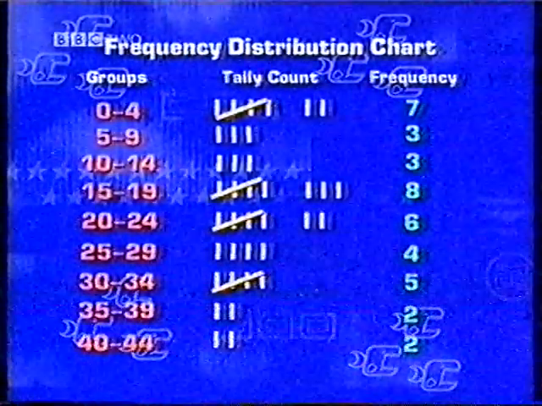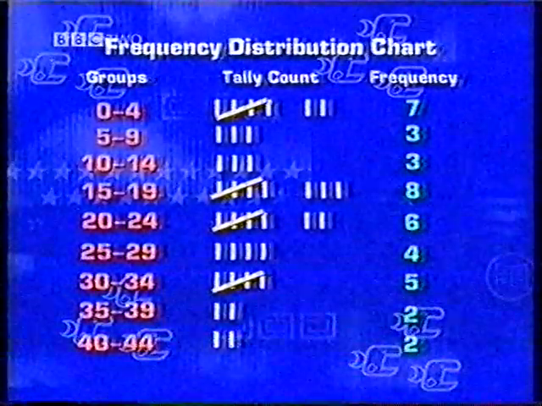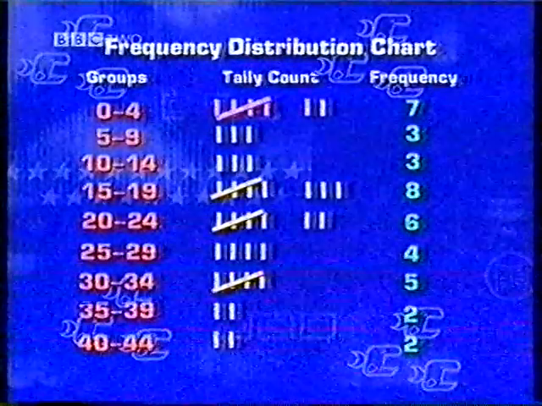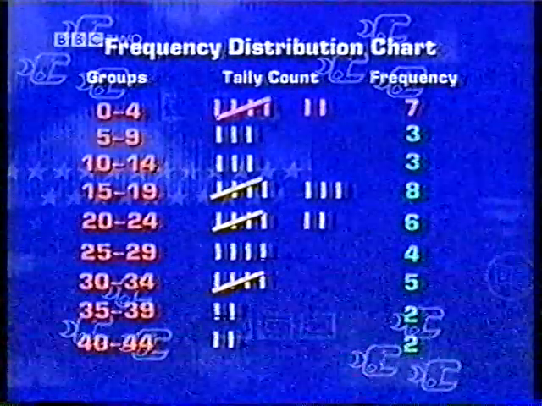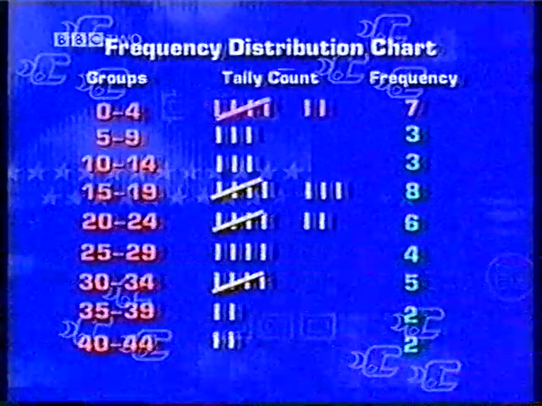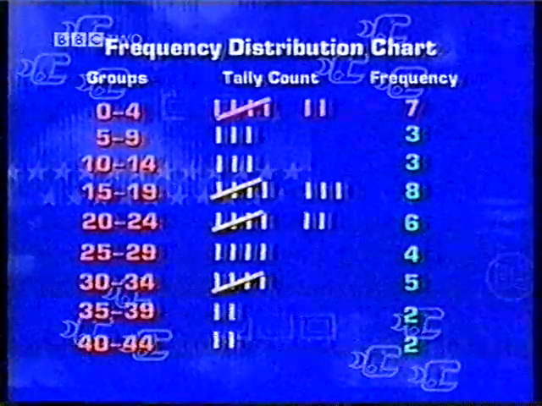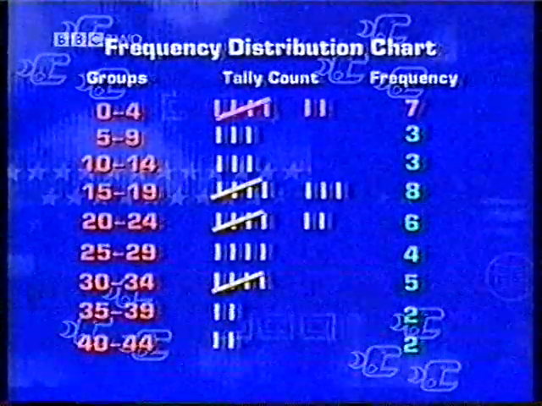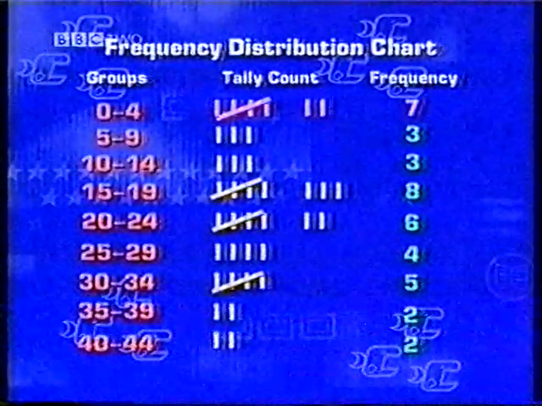So, taking the 0 to 4 group, it has a tally count of 1, 2, 3, 4, cross for 5, 6 and 7. So that means that scores between 0 and 4 have occurred 7 times, or that this group has a frequency of 7. If we did this for all the groups, then we'd end up with a frequency distribution table, like this.